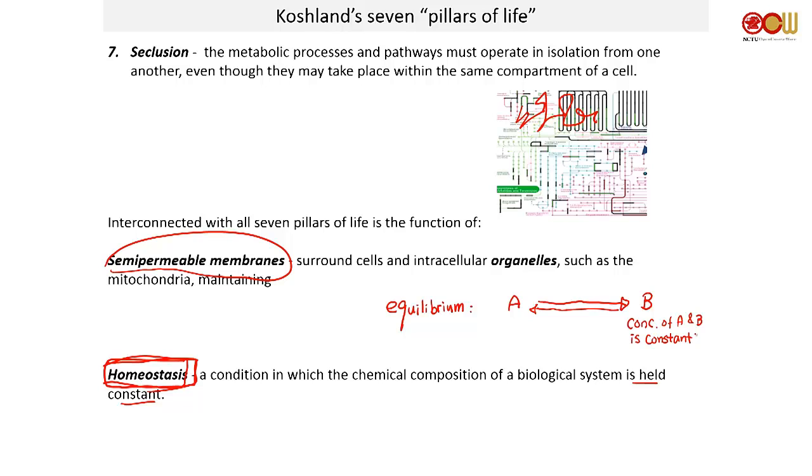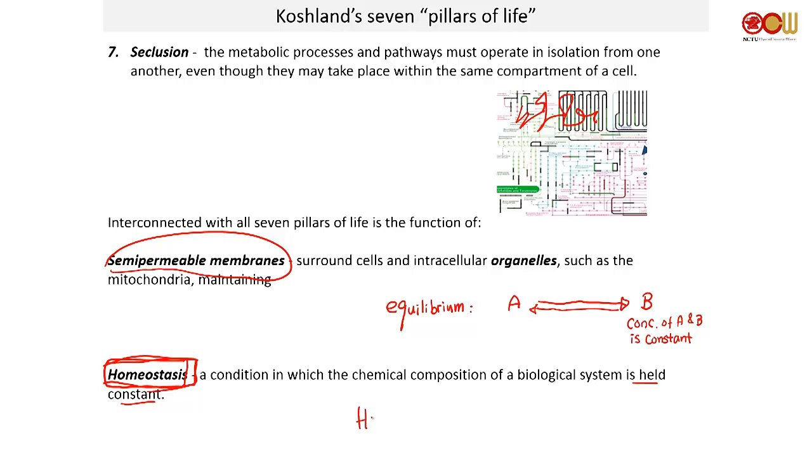In biology, this does not happen. If you have equilibrium in you right now, you're dead. Why? Because you are actively generating heat, you're actively generating energy. Now, if that's the case, how is it that the chemical composition of a biological system is held constant?